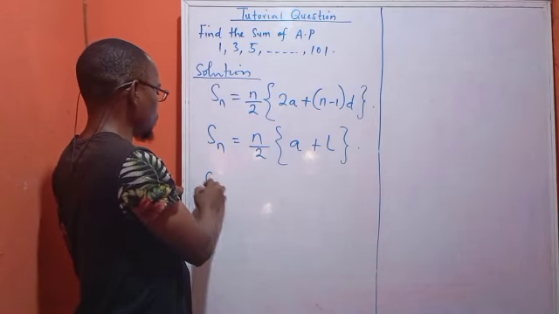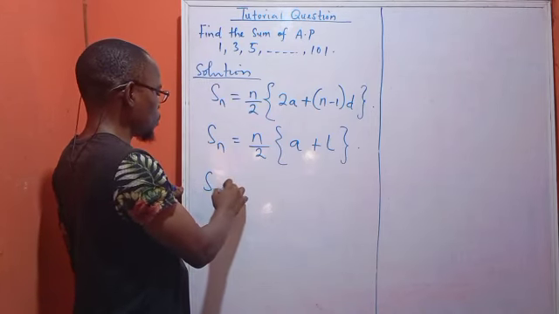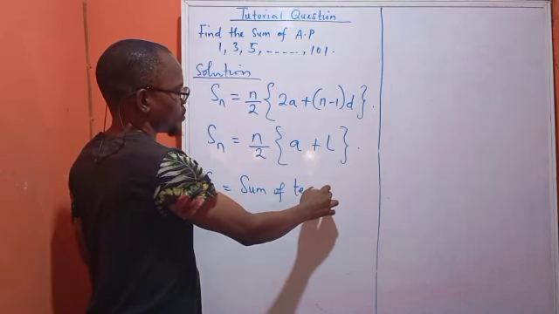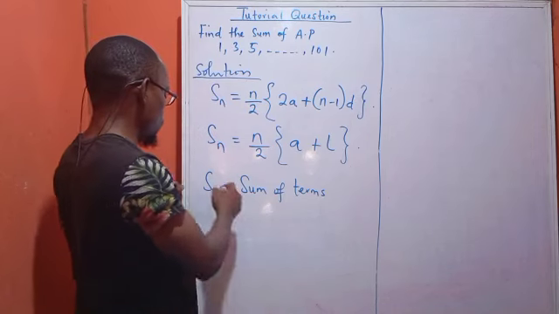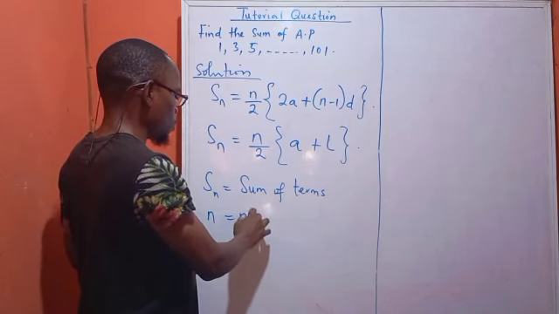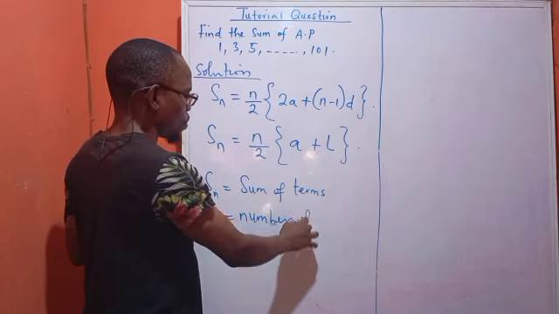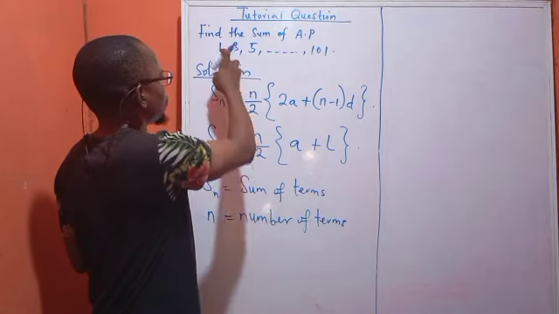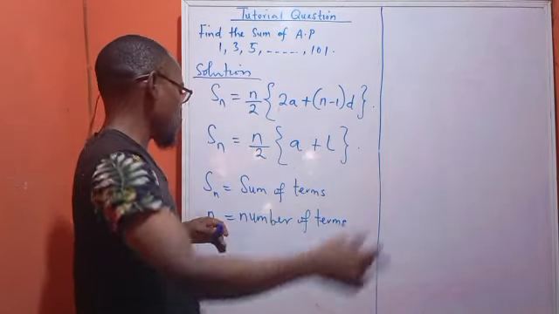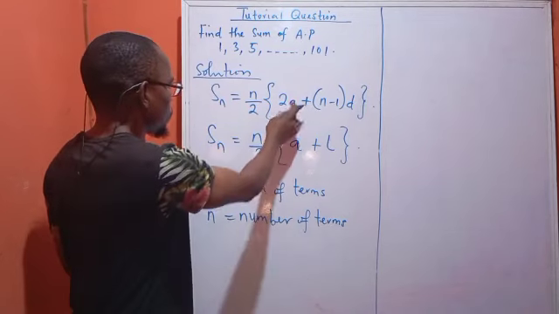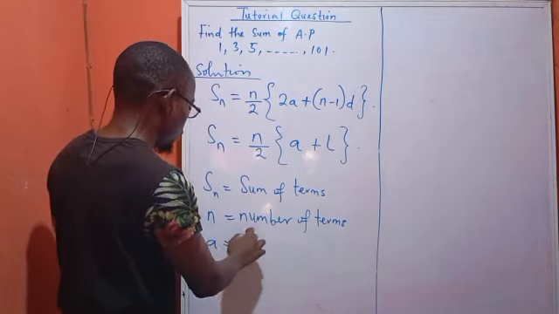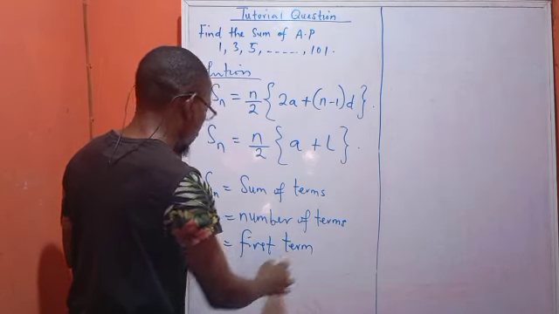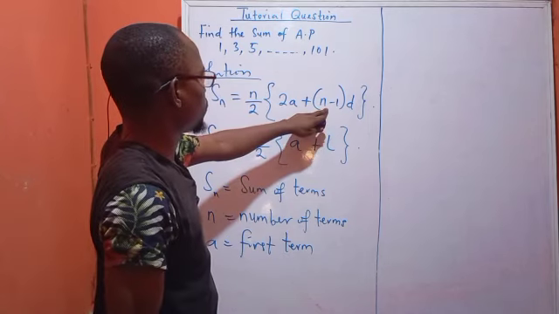So we have this to be the sum of terms. That's the sum of terms. Then we have the n, which is the number of terms. That's when you count them individually. How many are they? Then we have a, which is the first term.